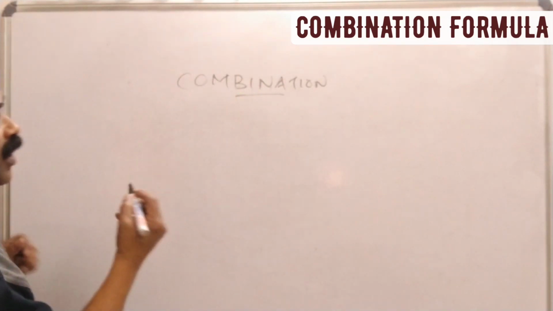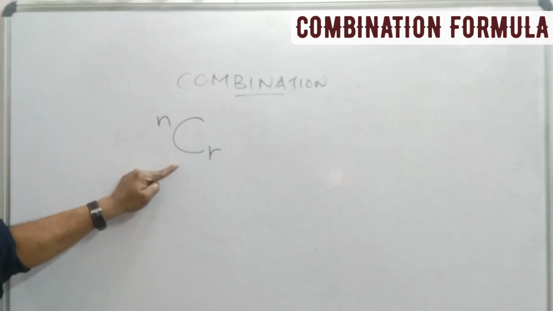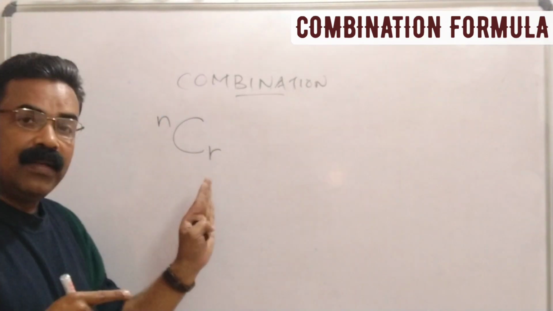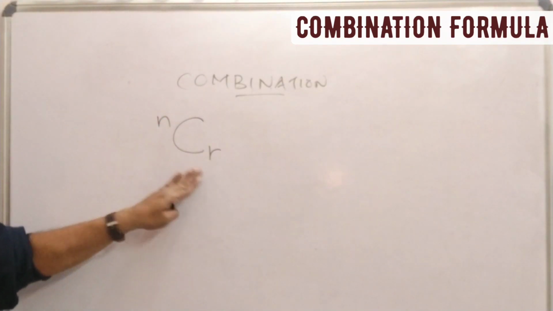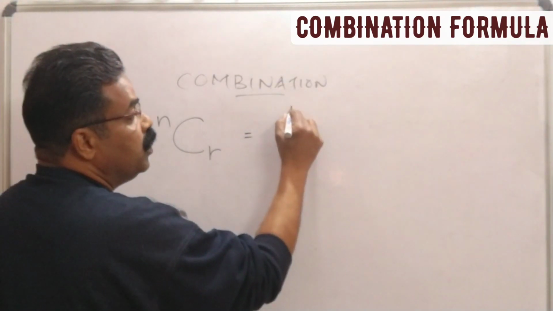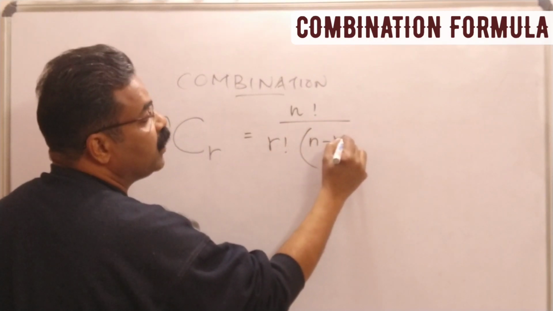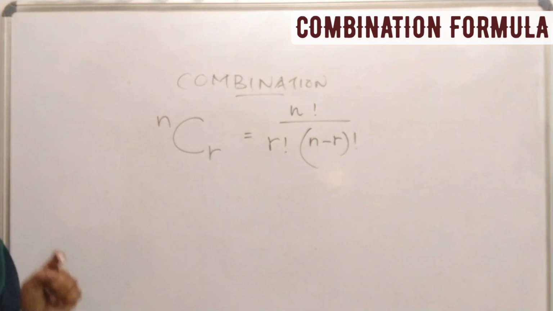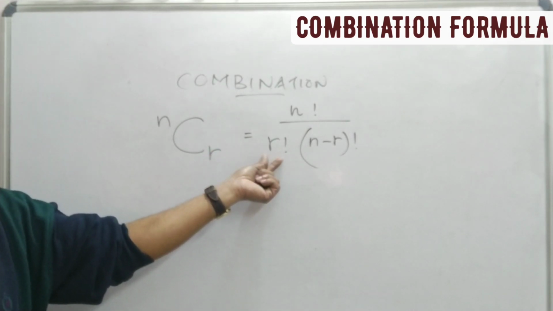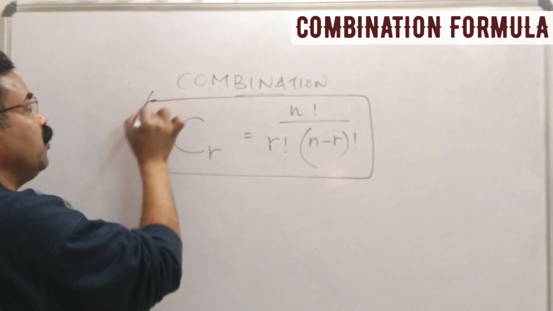So the combination formula is nCr. Instead of nPr, we will write C. C stands for combination, and for the earlier formula we have seen, permutation, that is nPr, P stands for permutation. Here nCr, C stands for combination, and the combination formula is given by nCr is equal to n factorial divided by r factorial into n minus r factorial. So when you divide the permutation formula by r factorial, you will get the combination formula. So not only this formula, this is also very, very important for your exam.